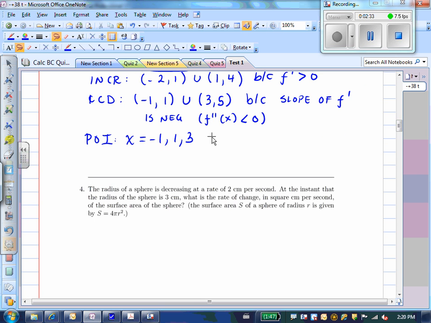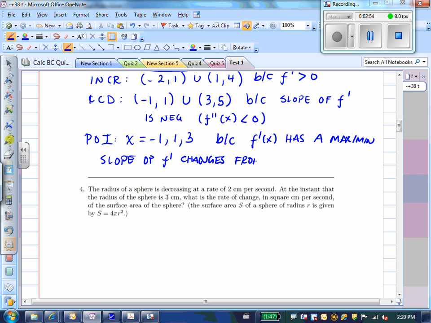What you had to have said is, because you can either say f prime of x has a max or min, okay, or you can say the slope of f prime changes. Okay, and it's probably safer to say from something positive to negative, or negative to positive at these values, meaning f double prime changes, meaning concavity switches.